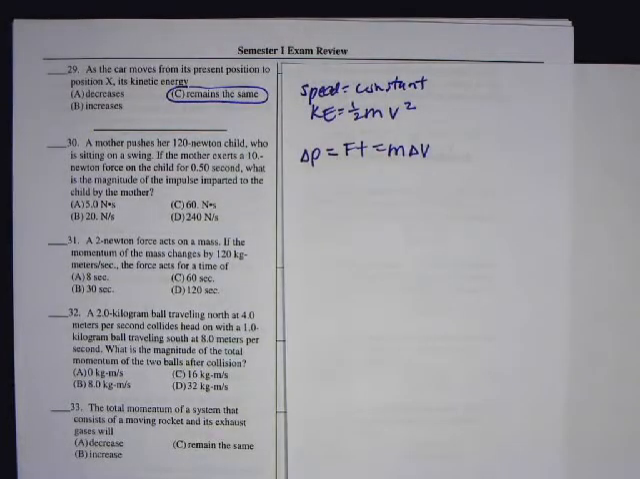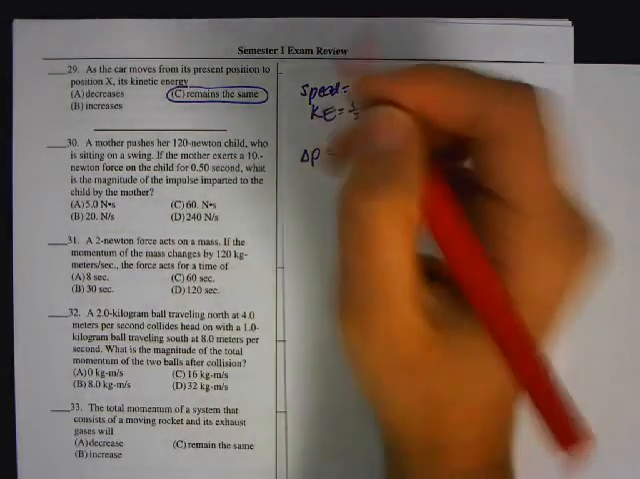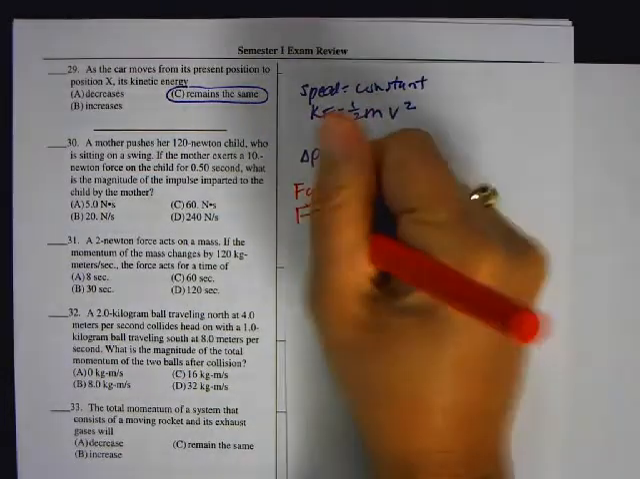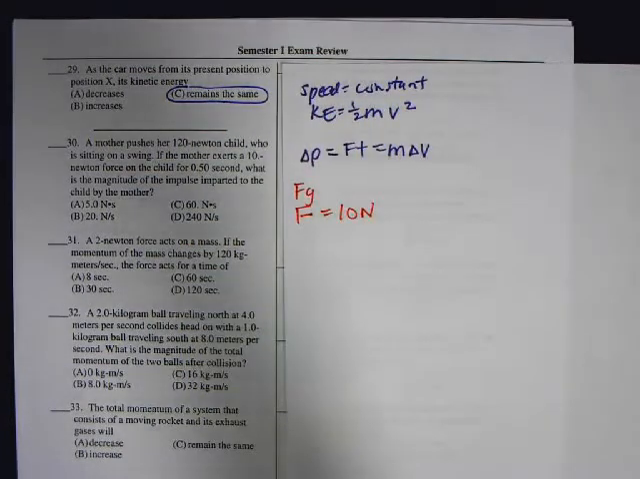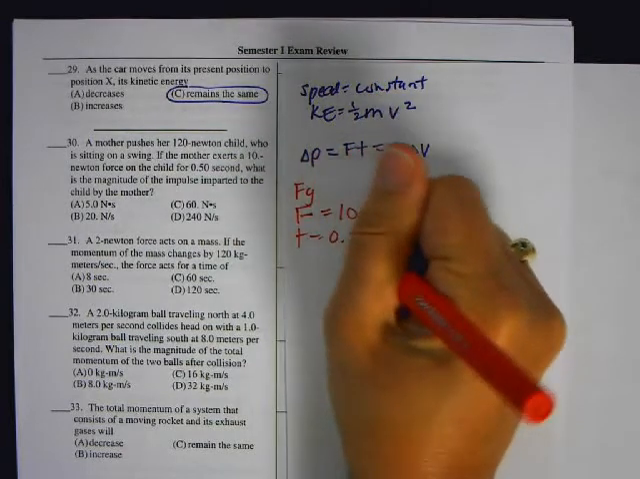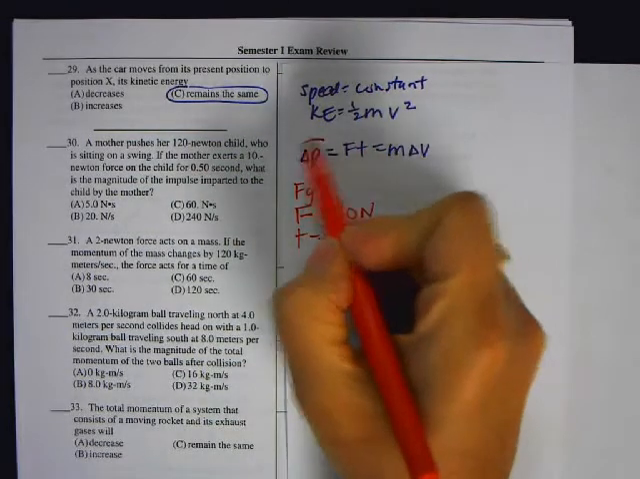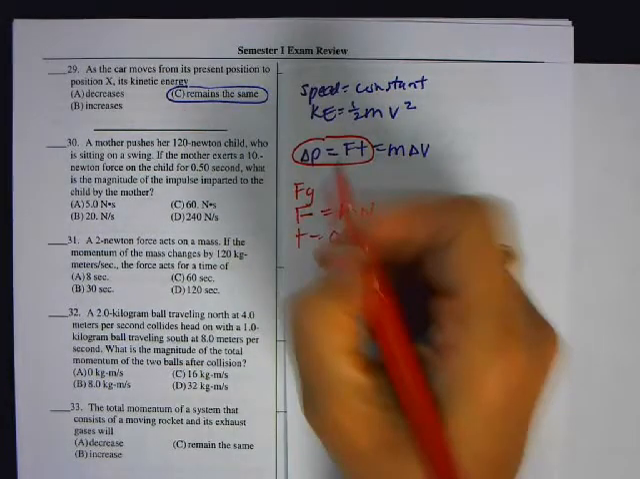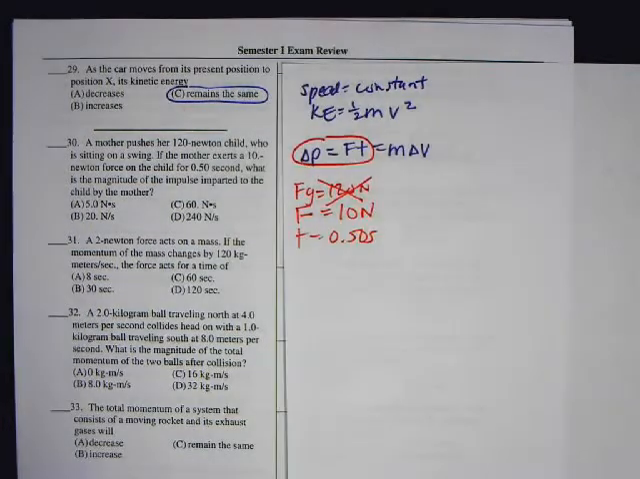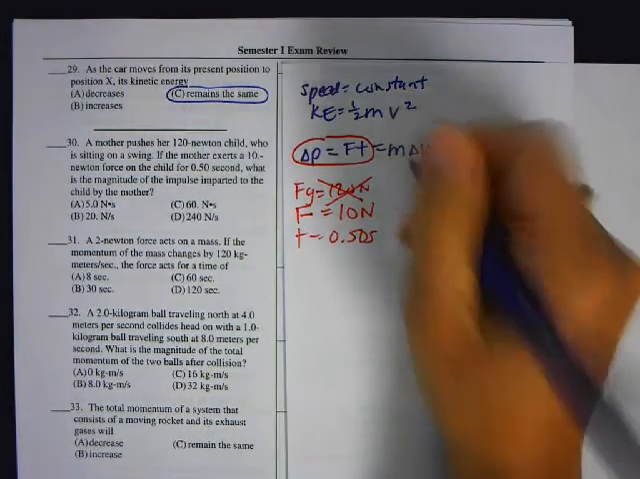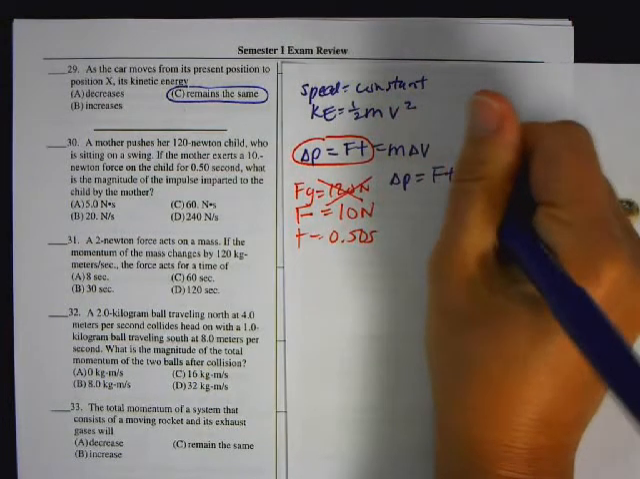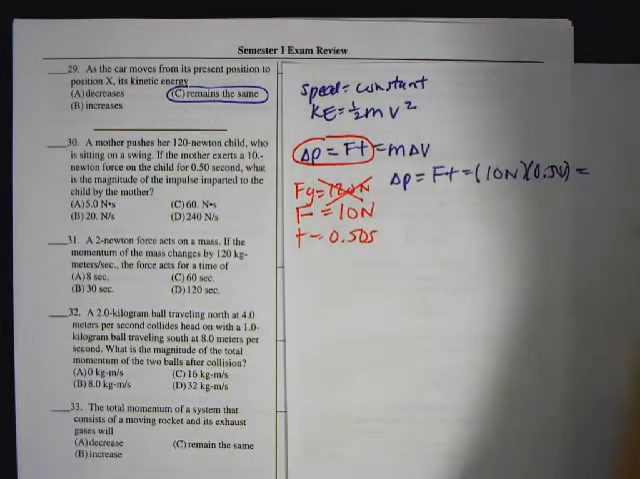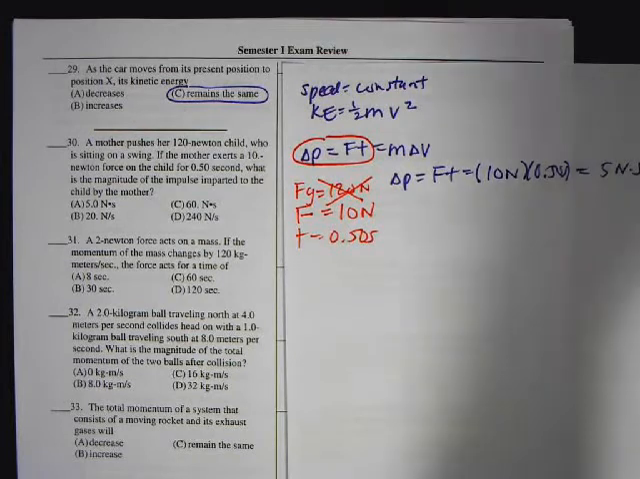And I know impulse is equal to Ft, which is m delta v. But now I'm going to say, well, what am I given in this problem? Well, I'm given the weight of the child, F of g. I'm given the force the mother exerts, so F is equal to 10 newtons. And I'm given the time, which is equal to 0.5 seconds. So if I want to find the impulse, I can just say that delta P is equal to Ft, and I don't need to know how much the child weighs. I don't need to know that. So I can say that delta P is equal to Ft, which is 10 newtons times 0.5 seconds, which comes out to be 5 newton seconds.